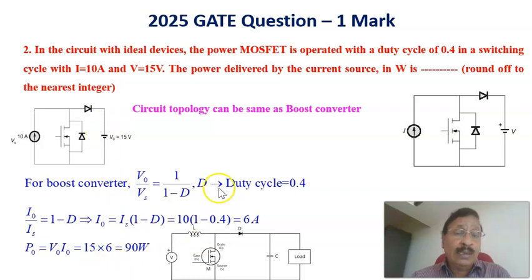Therefore, the question is what is the power delivered by the current source to this side, the load, which is taken as an equivalent circuit of a battery. The power delivered is given by the output power P0 equal to V0, the output voltage of 15 volts, into the current calculated as 6 amperes, which is equal to 90 watts. Therefore the answer is 90 watts.